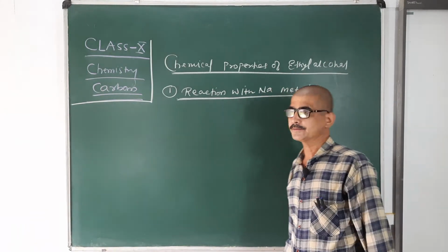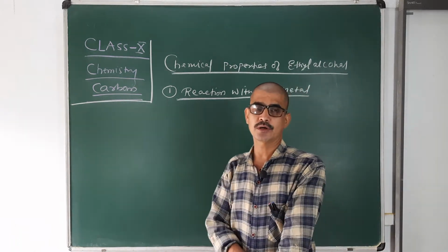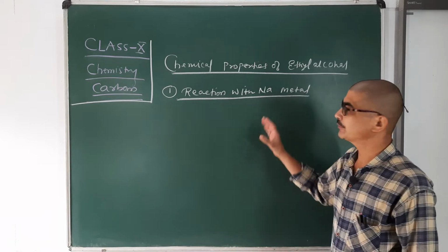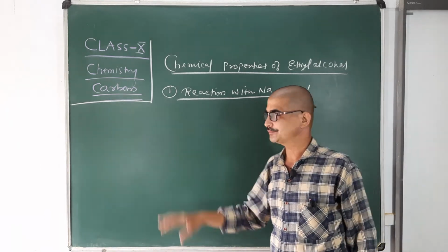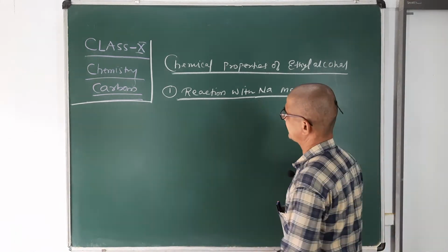Good morning, students. In the last class, I already discussed the preparation of alcohol, but today I'm going to discuss the chemical properties of ethyl alcohol. Number one, reaction with sodium metal.